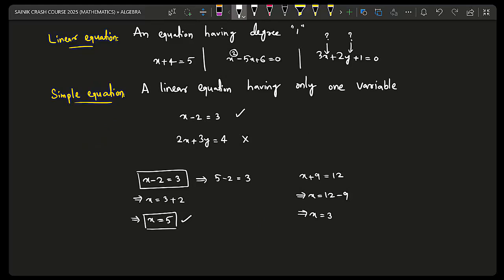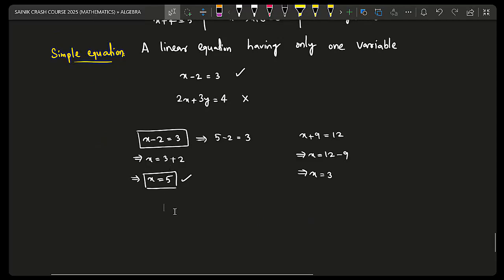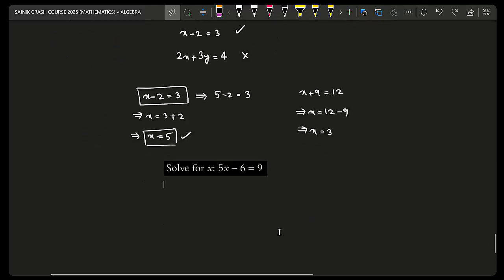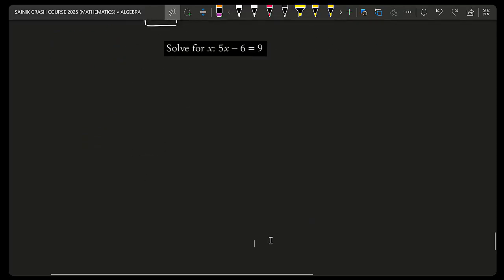Let's take some other examples. All of you try to solve this question. Simple equation I'm giving. Solve this equation, all of you. Solve for x. 5x minus 6 is equal to 9. Mayuk, can you answer this question?